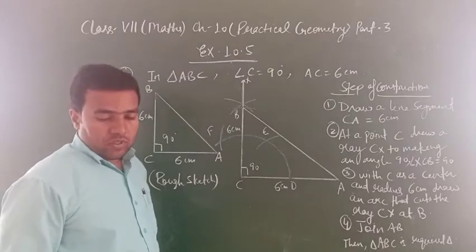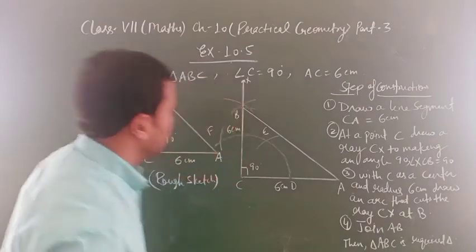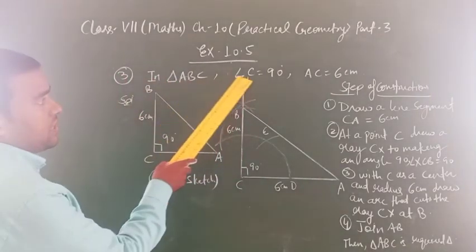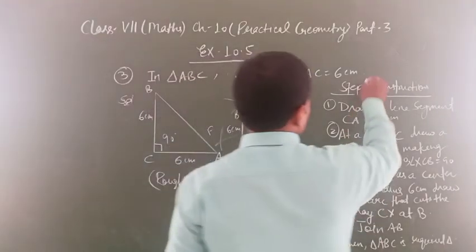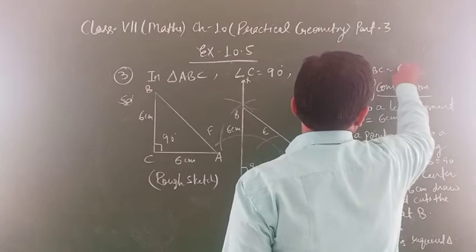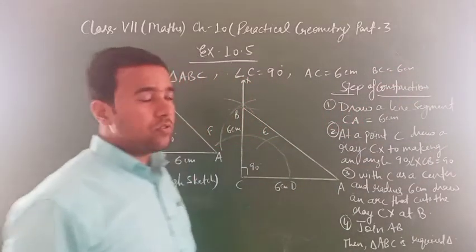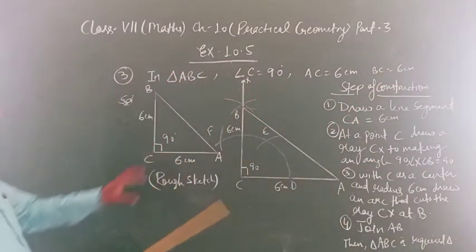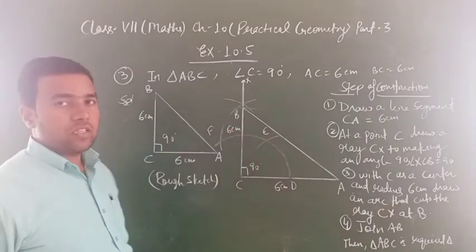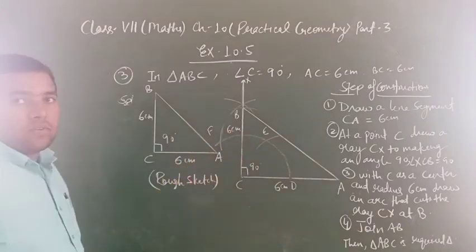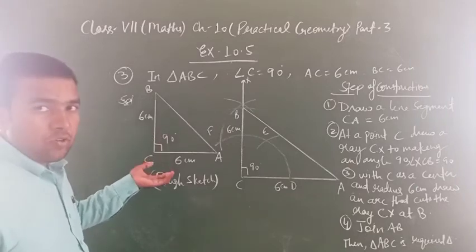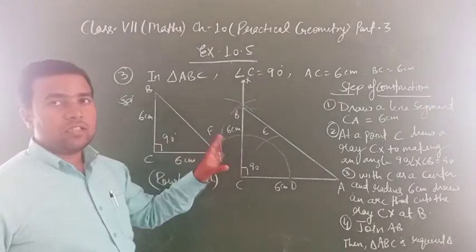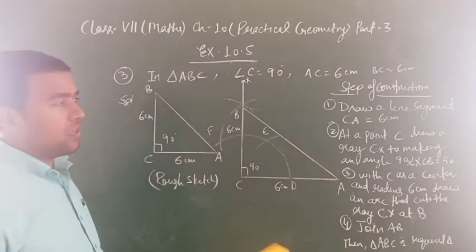Clear? Once again I am telling you, in triangle ABC angle C 90, AC equal to 6 centimeter and BC equal to 6 centimeter. Clear to you? It is a rough sketch, it is a fair sketch. Rough sketch why we will make? Because we know how we can make it. That's why we have the rough sketch.